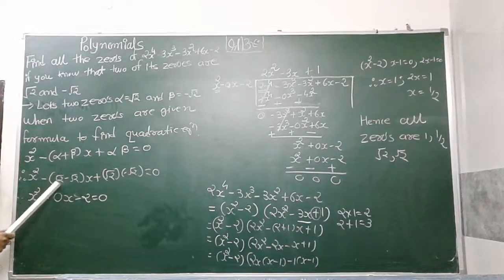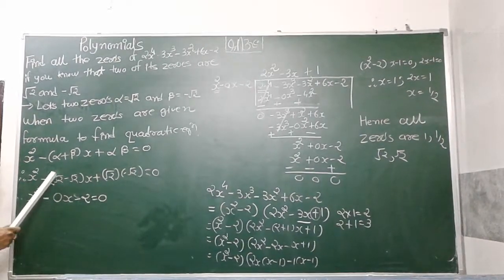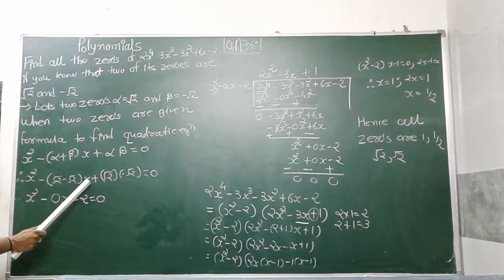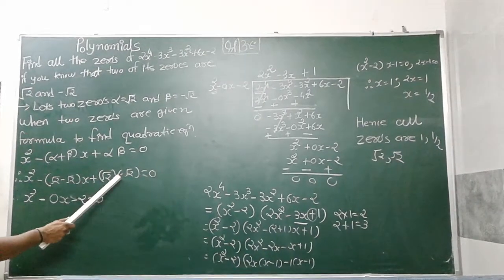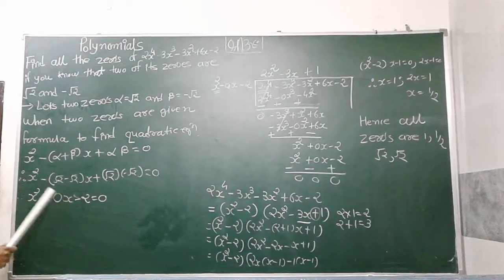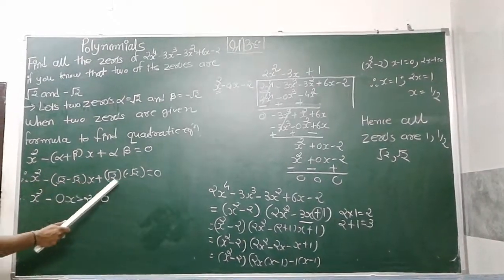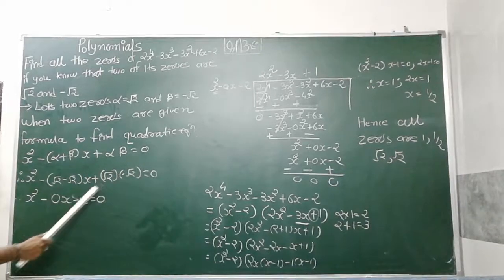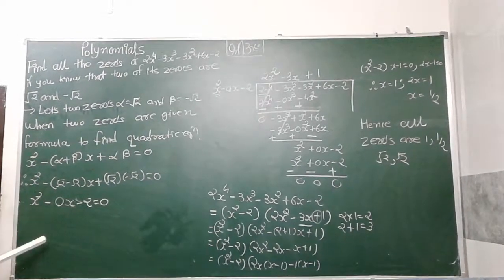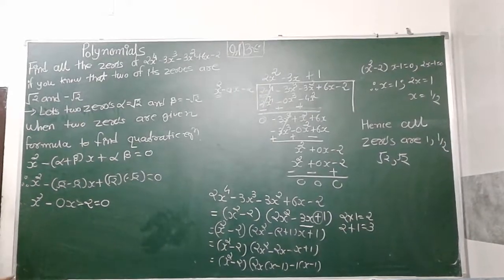We substitute the values, that is x square minus (root 2 minus root 2) into x plus root 2 into minus root 2 equal to 0. So root 2 minus root 2 is 0x, x square as it is, and root 2 into minus root 2 is minus 2, equal to 0. So this polynomial is known as the divisor polynomial.